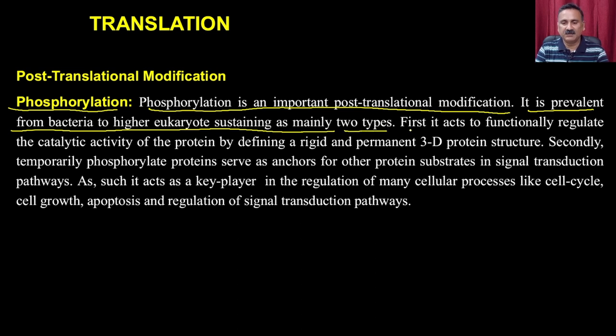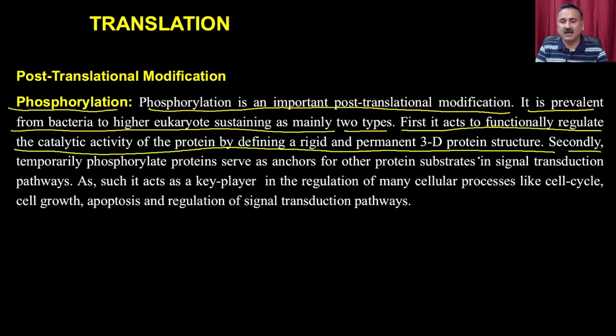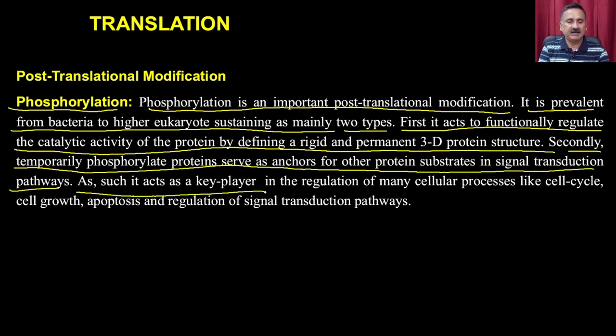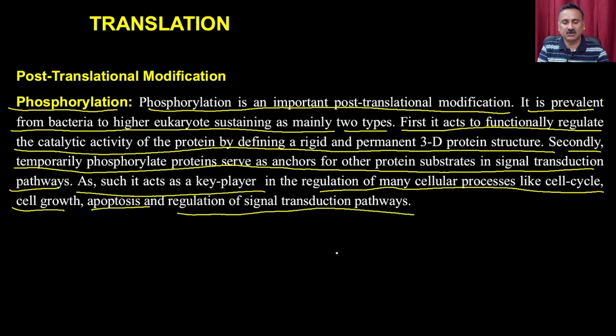substantially, in mainly two types. First, it acts to functionally regulate the catalytic activity of protein by defining a rigid and permanent three-dimensional structure. Secondly, temporary phosphorylation of proteins serves as an anchor for other protein substrates in signal transduction pathways. As such, it acts as a key player in the regulation of many cellular processes such as cell cycle, cell growth, apoptosis, and regulation of the cellular transductions.